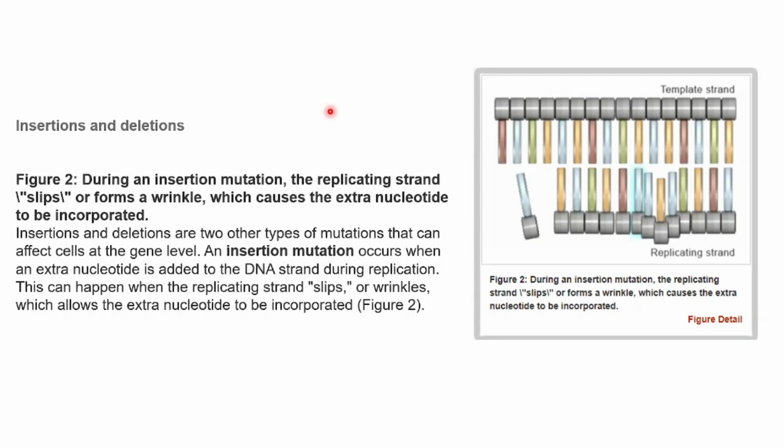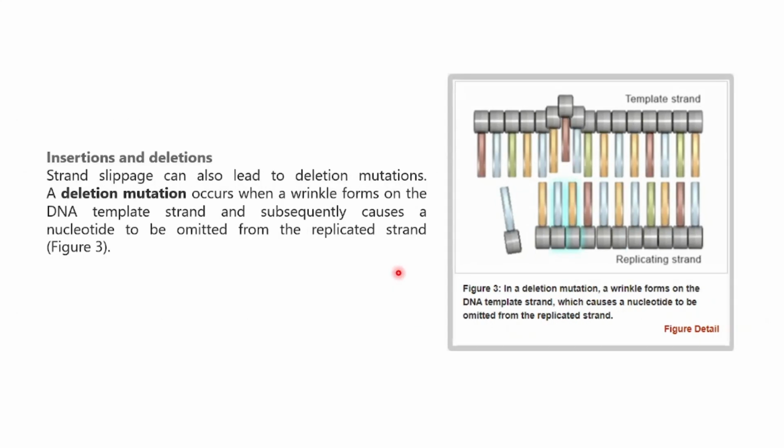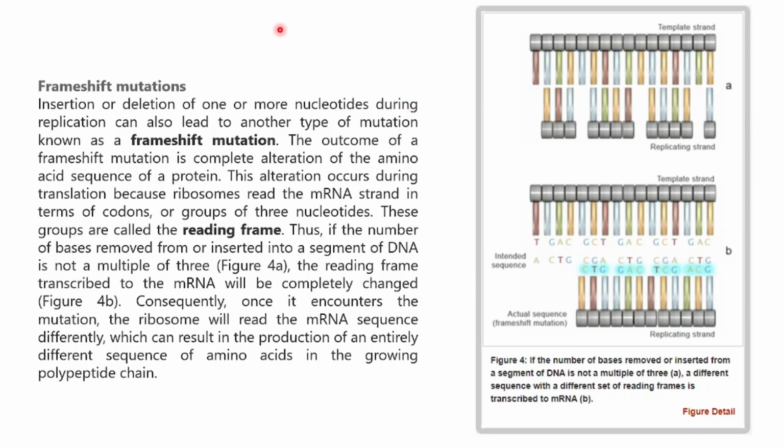The next is the insertion deletion. Insertions and deletions are the two other types of mutations that can affect cells at the gene level. An insertion mutation occurs when an extra nucleotide is added to the DNA strand during replication, and this can happen when the replication strand slips or wrinkles, which allows the extra nucleotide to be incorporated. Strand slippage can also lead to deletion mutations. The other is deletion mutation, in which a wrinkle forms in the DNA template strand and subsequently causes a nucleotide to be omitted from the replicated strand. The final type of mutation that we'll discuss is the frameshift mutation.